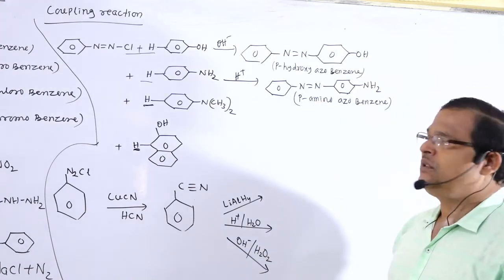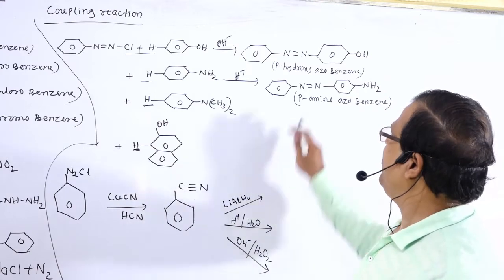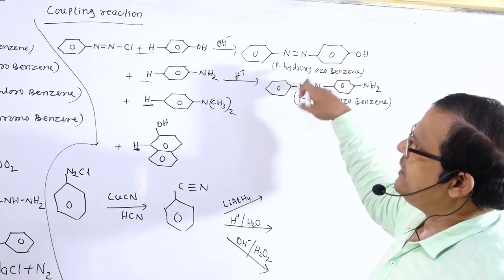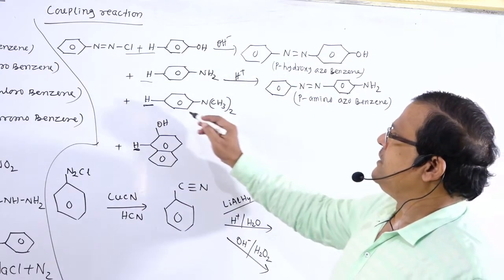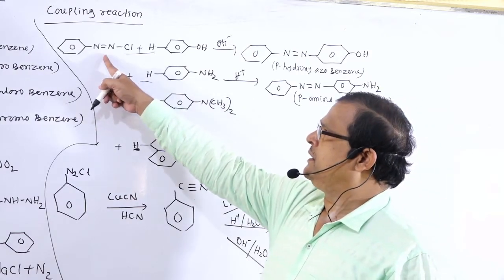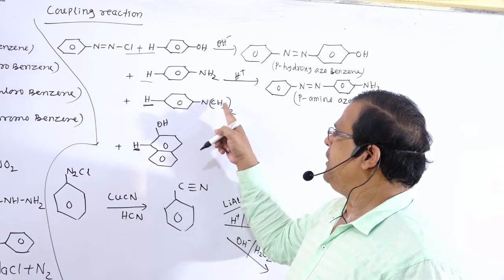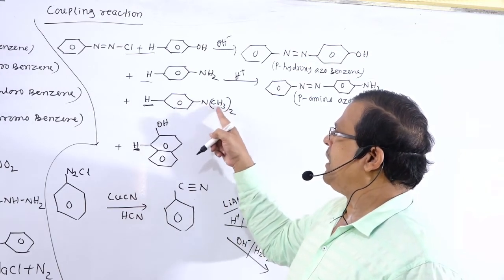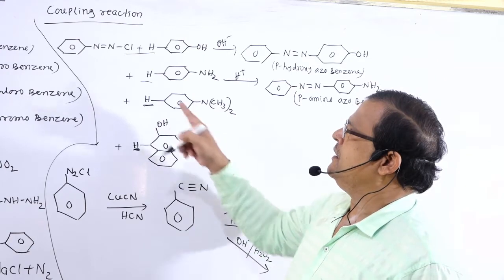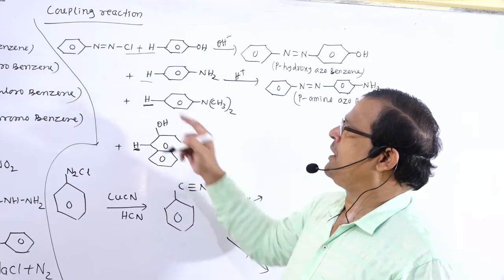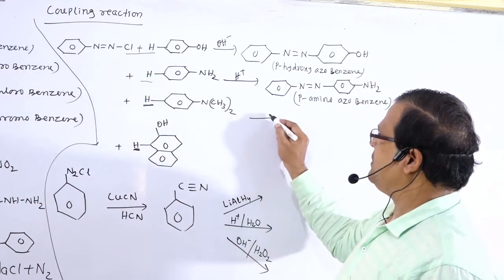P-amino, that is azobenzene. Similarly, all the colored materials are examples. Similarly, BDC (benzene diazonium chloride) is reacted with N,N-dimethyl aniline, so H and Cl are removed in the form of HCl. So what are those products?